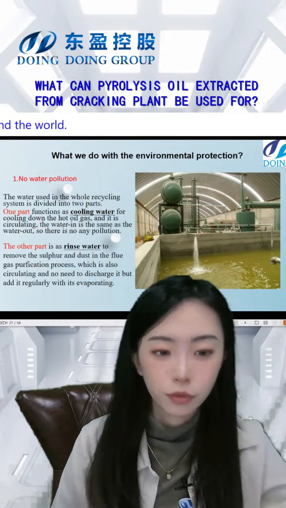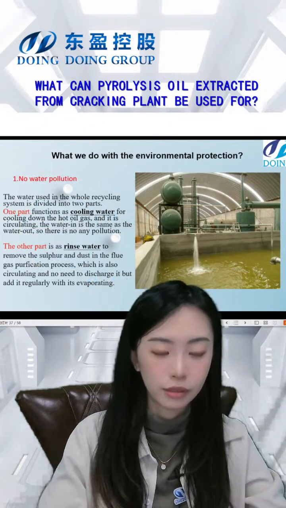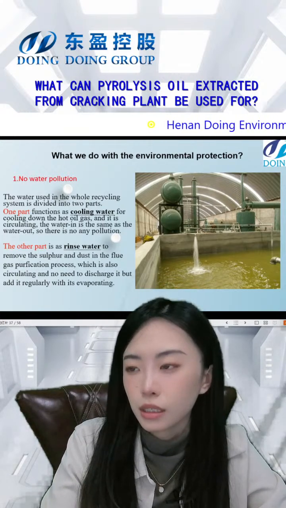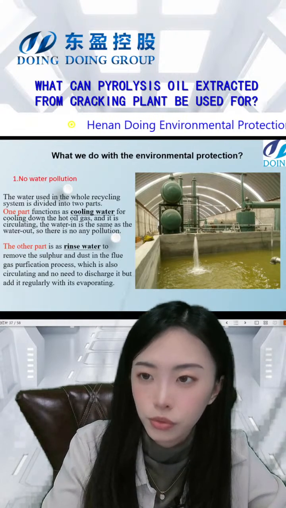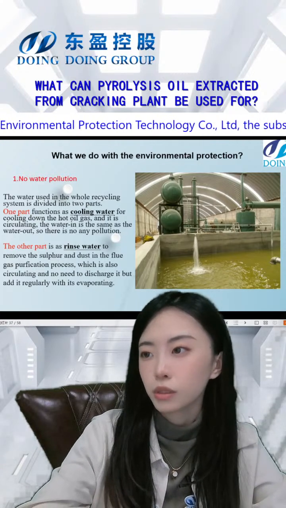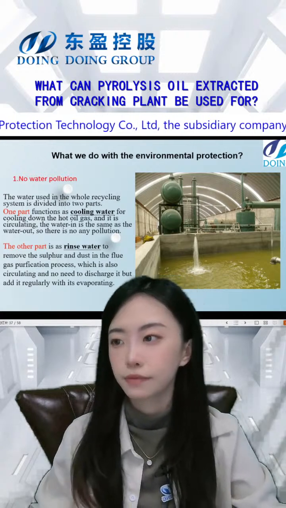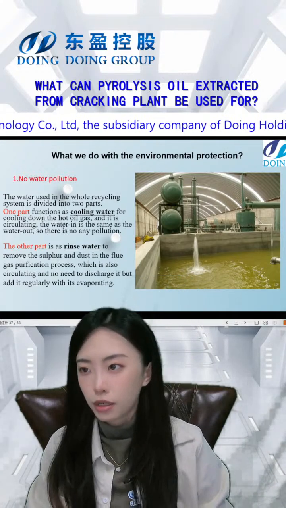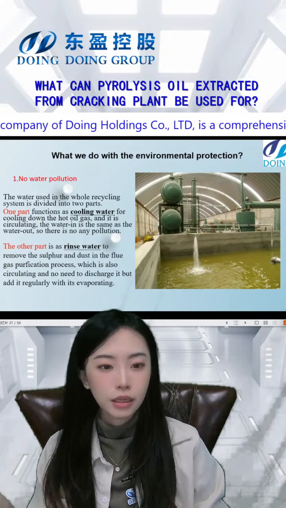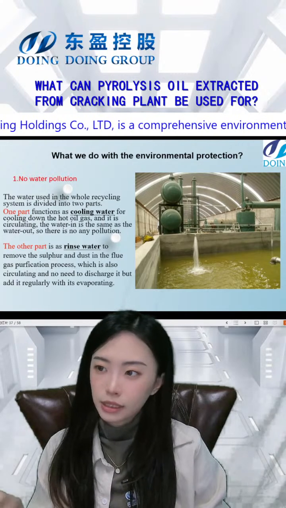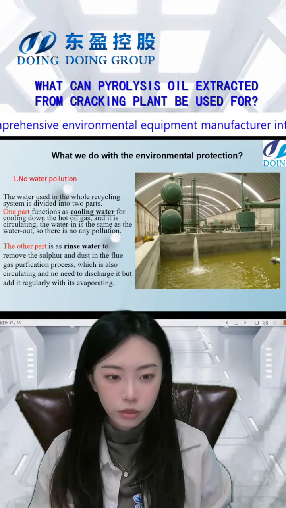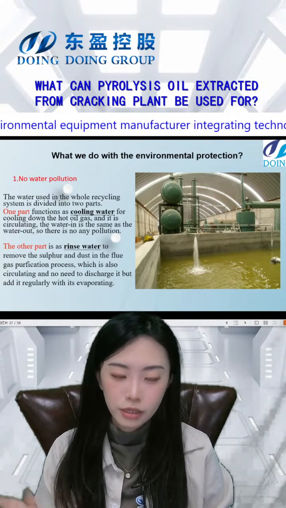The first is the pollution of water. The answer is we have no pollution from the water. You can have a look at these words. The water used in the whole recycling system is divided into two parts. The first part functions as the cooling water for cooling down the hot oil gas, and it is circulating. The water in is the same as the water out, so there is no pollution from this first one.